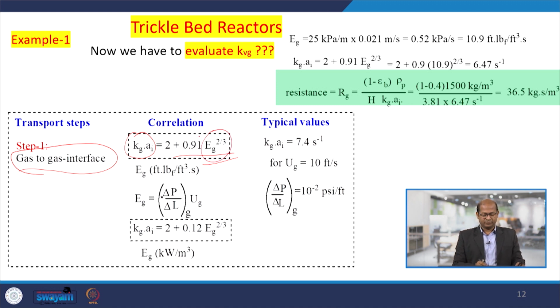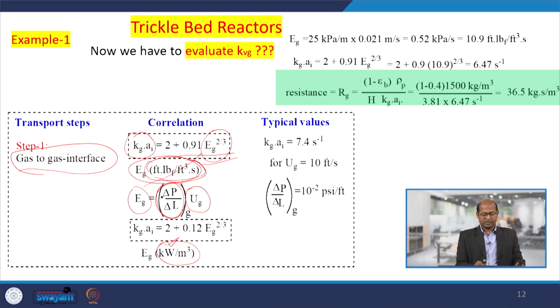Here the Eg value we have to find out in terms of feet pound force per foot cube second. This Eg value we can find out from delta P by delta L multiplied with Ug. If we know the Ug value and the delta P by delta L value, then we can get the Eg value. What form it is in, that may be kilowatt per meter cube or maybe in that form. If it is kilowatt per meter cube, then we have to convert that into this.